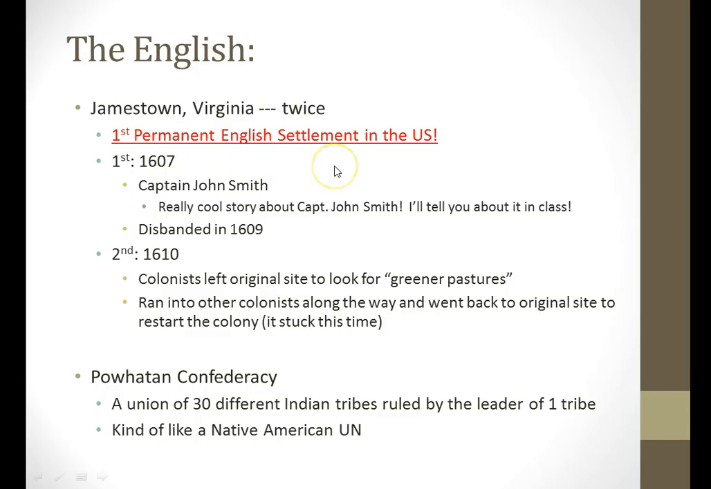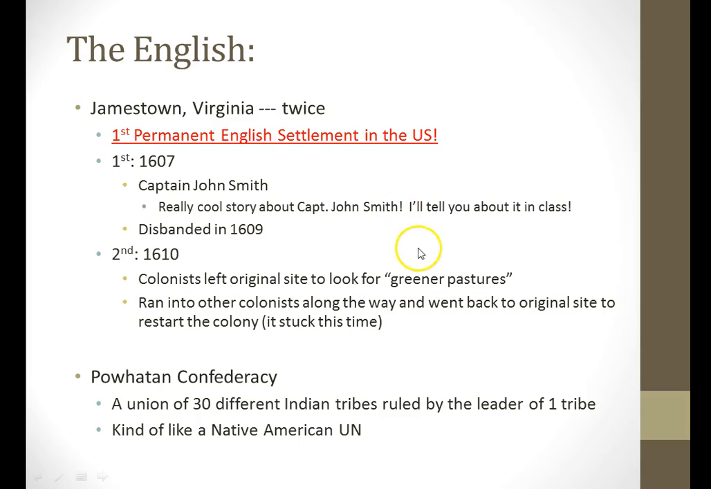All right, so the first one was in 1607. It was operated by Captain John Smith. There's a really cool story about him. I'll tell you about that in class. That's good times. And the colony disbanded in 1609 because they were having some issues. Those issues we're going to talk about in class. The second excursion was in 1610. Okay, it was reconstituted, refounded. And the colonists had left the original site to look for greener pastures, but they actually ran into some other colonists on the way, and they were like, "Oh, you want to make a colony too? Cool. Let's just go back to where we were before, and we'll restart it." And that time, it actually stuck.